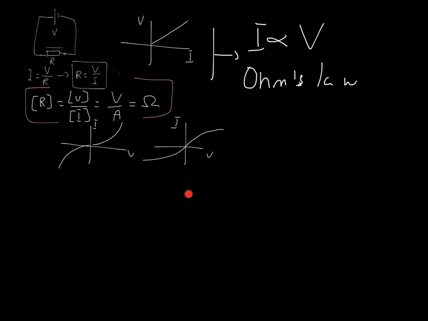And some of them do not follow Ohm's law, and this is not a straight line, and then we call them non-ohmic resistors. So this would be a non-ohmic resistor, because, as you can see, the current is not proportional to the voltage. That's it. Now, I will do this very briefly because we did this in the IGCSE already.